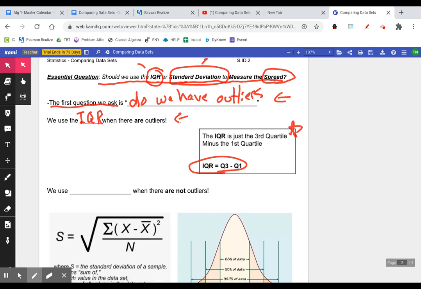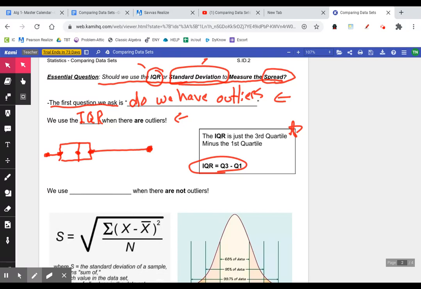It says we use the IQR when there are outliers. So if I want to talk about the spread of data, and I have a box plot that maybe looks something like this. Let's see. We have these points. All right, we have here our minimum, our first quartile, our median, our third quartile, and our maximum. Okay, so what I'm saying here is when there are outliers, where would an outlier be on this? Right? Outliers are data points that are far away and don't belong.